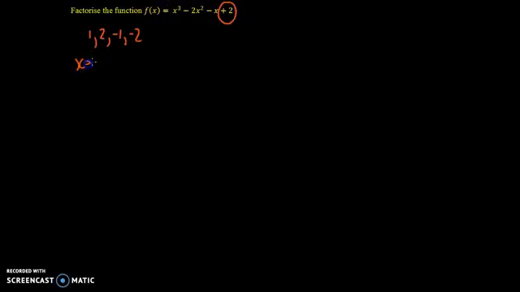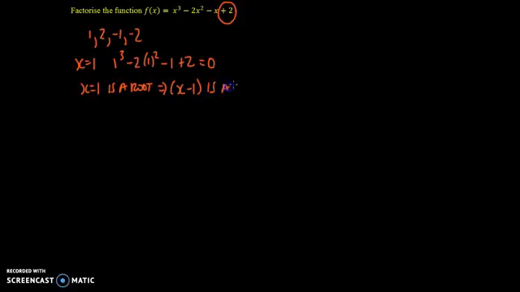So let's substitute x equals 1 in. We've got 1 cubed, subtract 2 multiplied by 1 squared, subtract 1, and add 2. So it gives us 1, take away 1, equals 0. So that means f of x equals 0. So you can say x equals 1 is a root, and therefore x minus 1 is a factor. So x equals 1 is a root, x minus 1 is a factor. So now we've partially factorised that.